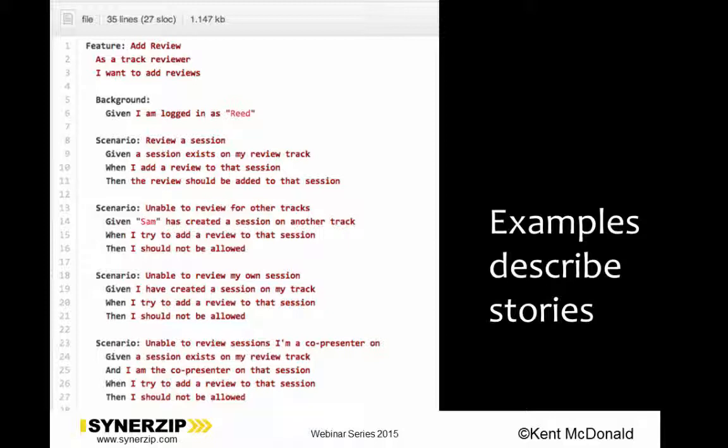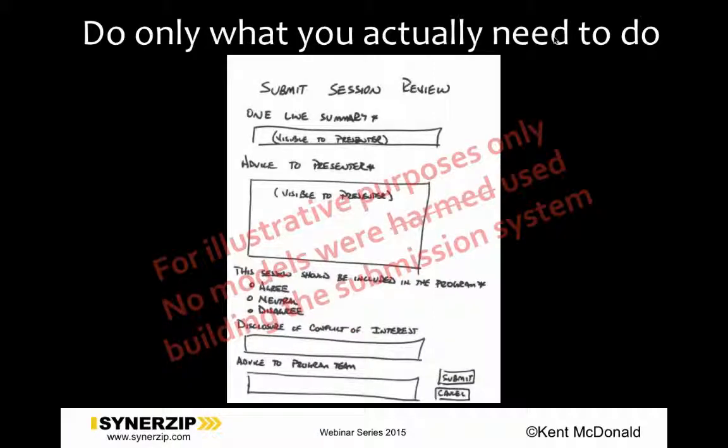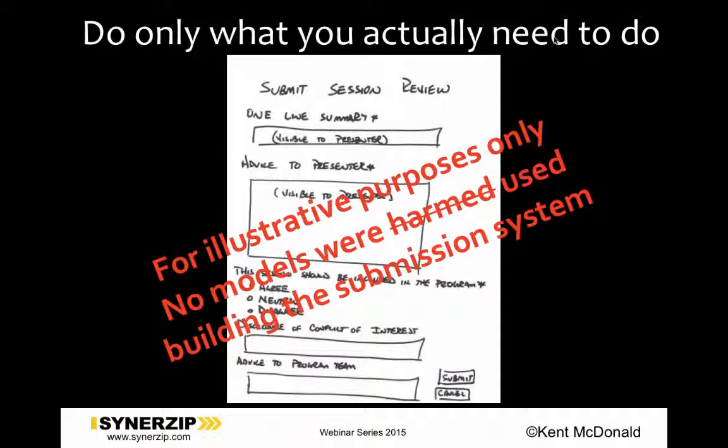So there's a few aspects to doing just enough. The first part of this is to do only what you actually need to do. I mentioned earlier that one of the things you could do is identify some models and sketch things out. Now for the submission system, the team that was working on it all had a lot of experience with the actual submission process. And so any of the models referring to the submission system here, we didn't actually do when we were building the submission system. These are things I drew specifically for this presentation.